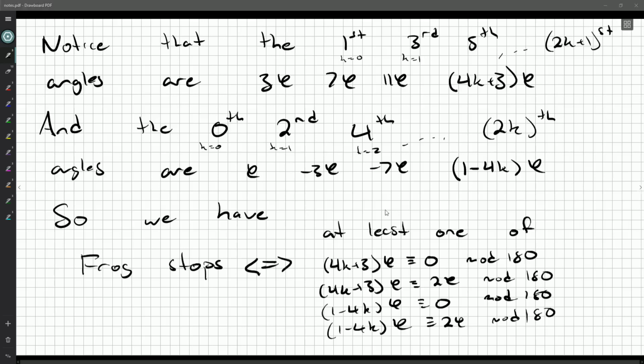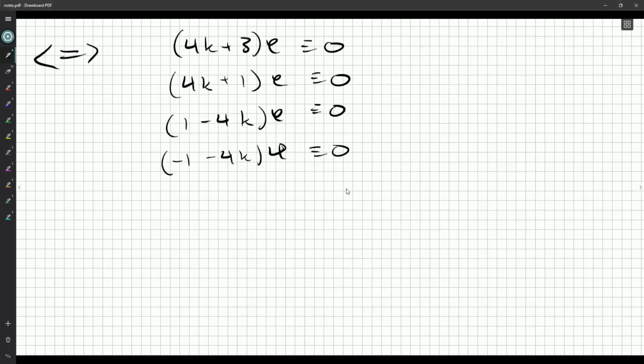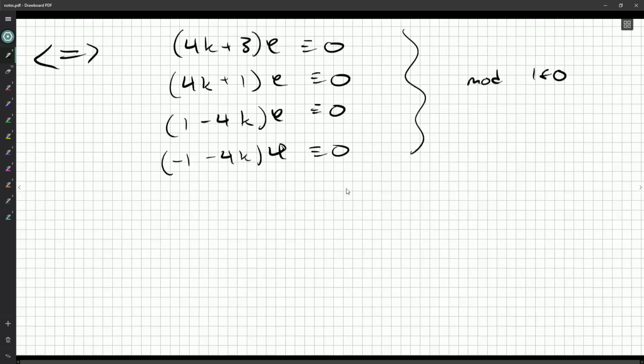Now, there is something we can do here. I mean, this last one here, all of these, incidentally, mod 180 degrees. But this last one in particular is just 4k plus 1 phi, just multiplied by negative 1. So it's really just this case. And the first and third cases also are sort of the same thing.